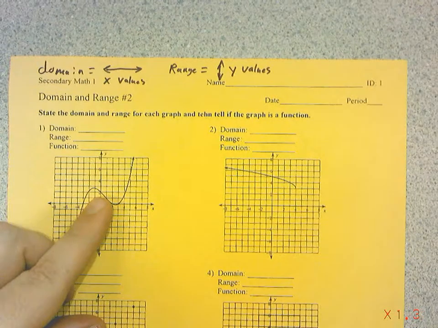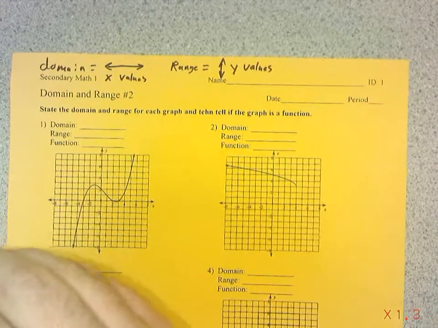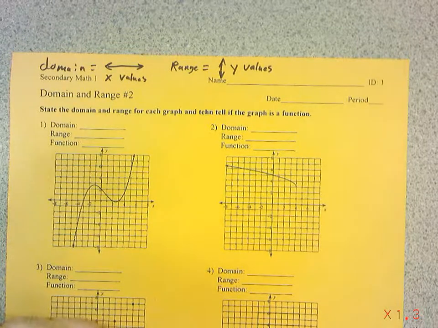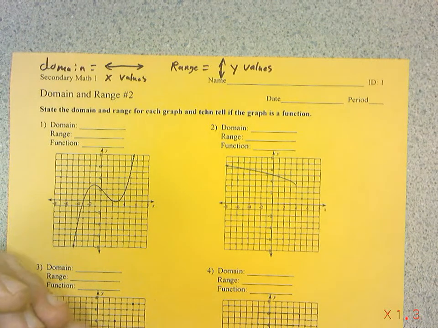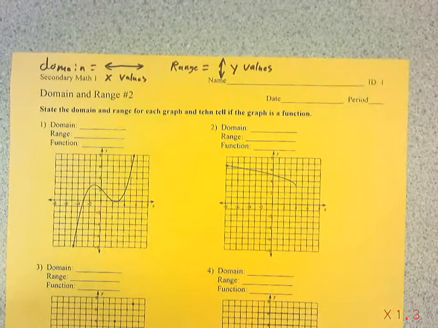Okay, and then whether or not it's a function, the definition of a function is that functions only have one output for each input. So in graphs, x is always considered our input. So in order to be a function, an x value can't have more than one y value. There's an easy way to test that.